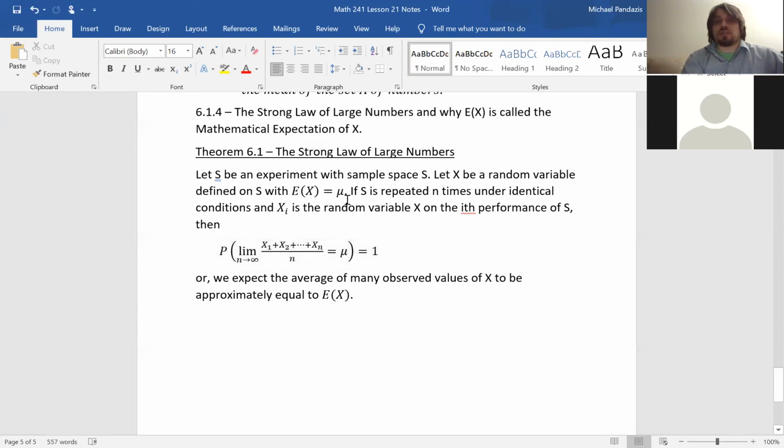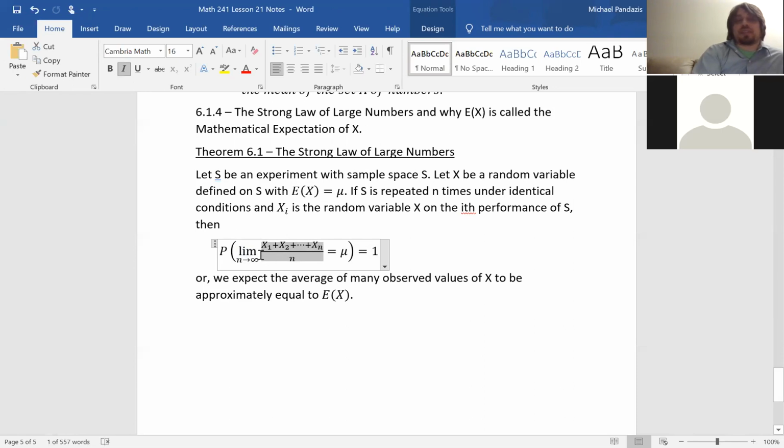So what the Strong Law of Large Numbers theorem says is that as you take n to be arbitrarily large, larger and larger, this average of the values of the experiment should be approaching mu, the expected value, okay? It should be, meaning the probability that this average approaches the expected value is 1.